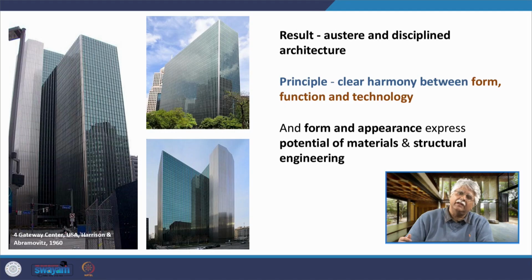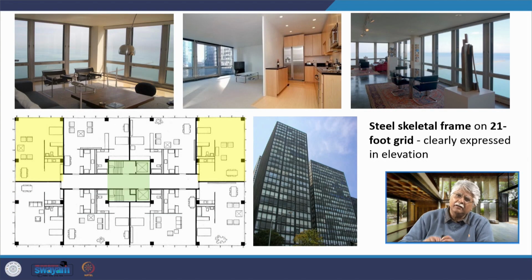So when we look at this plan of the Lakeshore Drive apartment, we find it has a steel skeletal frame and the main columns are placed 21 feet apart from each other, which is clearly expressed in the elevation of the building also. You know that this is 21 feet or 7 meters center to center, and it's a very neat and clean space within. This is one individual apartment and the spaces within flow into each other.